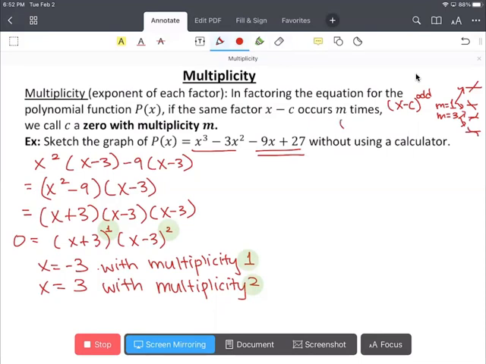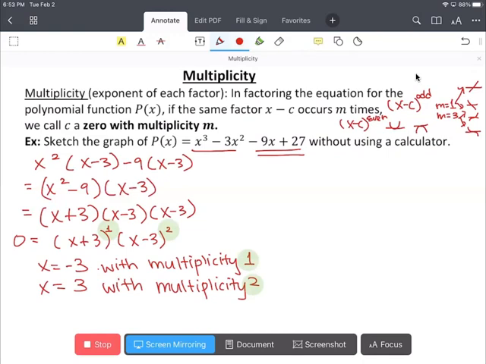So when x minus c has even multiplicities, then it will either look like the U shape or the downward parabola shape. So basically it will bounce off and make a turning point. It will touch the x-axis and make those parabola shapes.